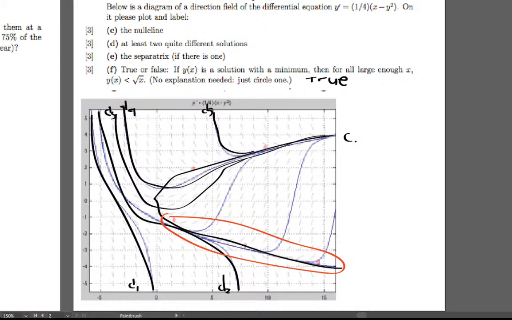If you have a parabola, if y(x) is a solution with a minimum, then for all large enough x, when you go to a very large number, y(x) would be less than square root of x, which I would say is true. What? No, no, wait. That will be the null claim, right? So you pass through the null claim, but then it... Oh yeah, it would be true.